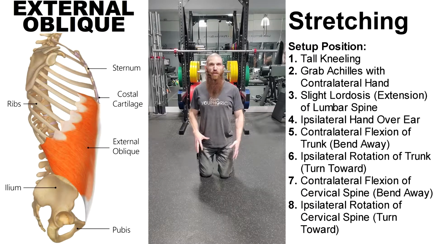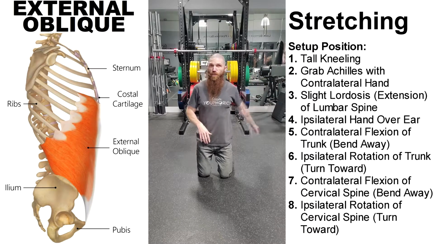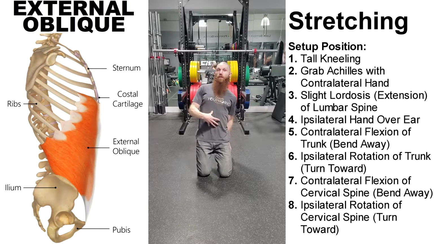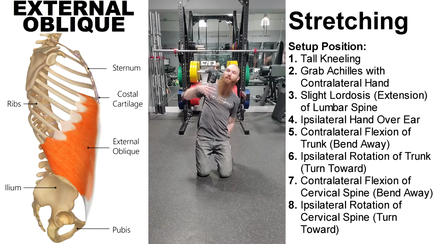For the external oblique stretch, we're going to be in a kneeling position, and what we want to do is go ahead and take the contralateral hand, so the hand opposite to the side that we're stretching, and we're going to grab a hold of our Achilles. Then, we're going to go into slight lordosis of the lumbar spine. And with the ipsilateral arm, what we want to do is place it over our ear, and we're going to do that to put the pectoral fascia under tension.